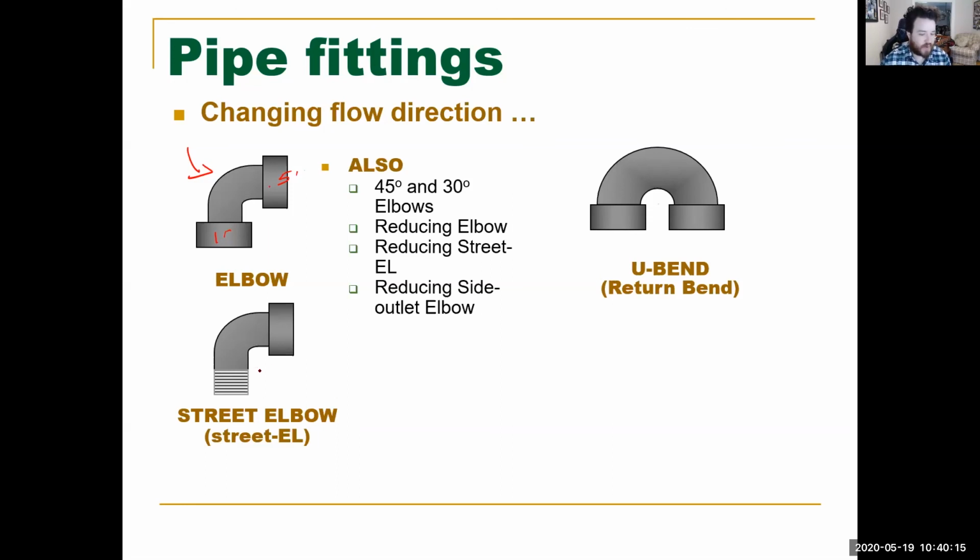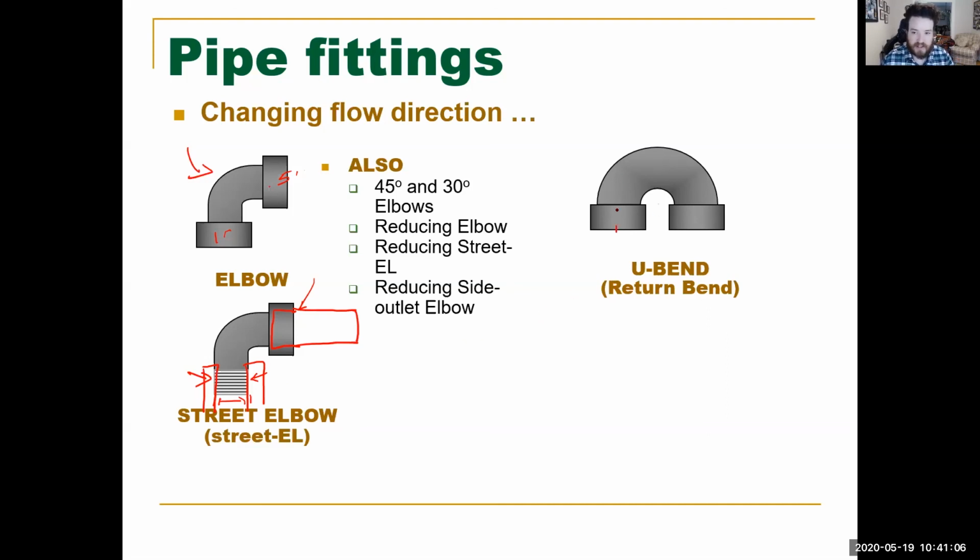And then a street elbow. Basically, it has external threads, and it's going to go to a pipe that has internal threads, or one that won't be threaded at all. The outside diameter of this piece will fit into the inside diameter of the pipe. So this street elbow will go onto the inside of a piece of pipe like that, whereas the same diameter pipe will go into this fitting. That's the difference, what a street elbow will do.